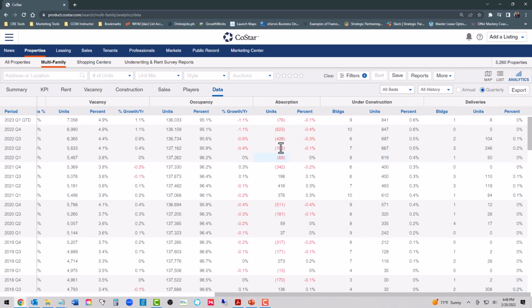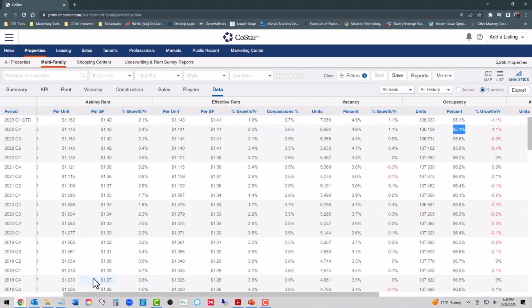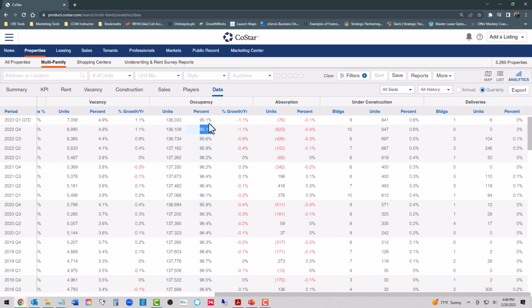So if we look, we can see that we had negative absorption across the board, but look at our occupancy. Our occupancy is still pretty high at 95.1. I know at 94.5, we are at the long-term occupancy average. So this is starting to approach that long-term occupancy average. So that does not surprise me that the rents reacted the way they did, with vacancy being this low, occupancy being this high. So I think it definitely confirms that the Minneapolis, Minnesota metro statistical area is on the bottom side of the long-term occupancy average, in between recession and oversupply.